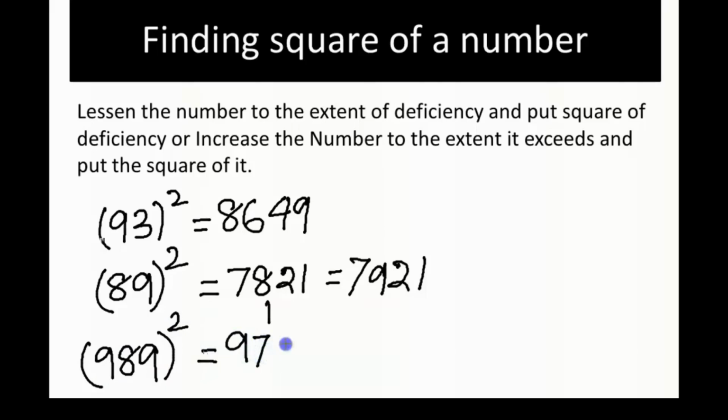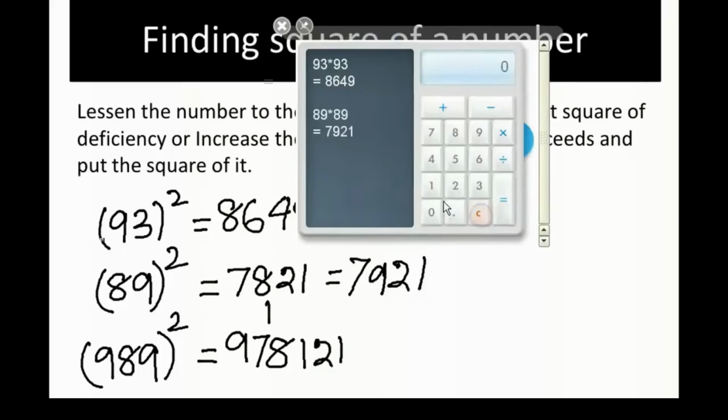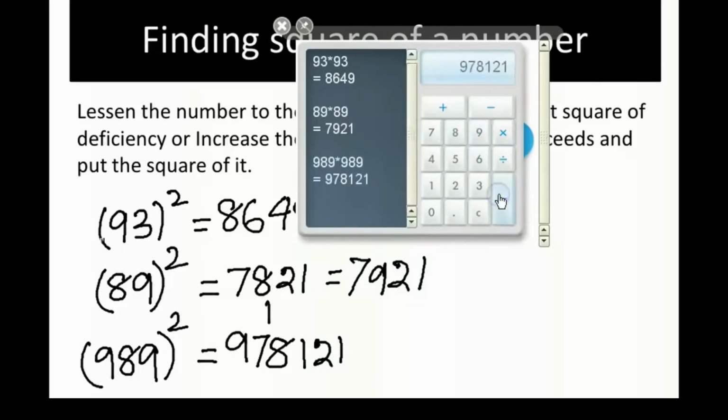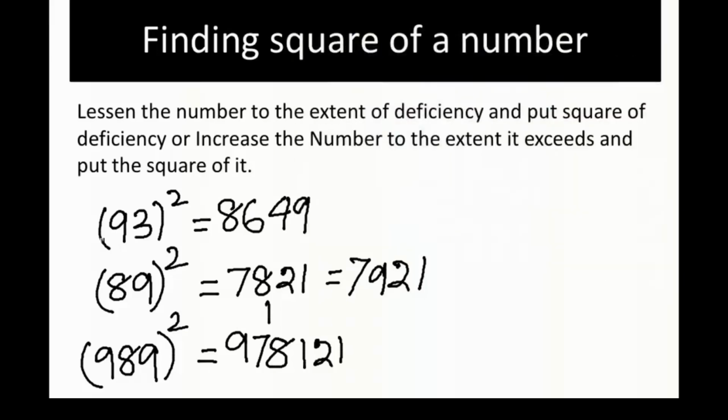Thank you for watching. So now we are going to see the technique to find the square of a number which is near to some numbers like 100, 1000, or 10,000. So the rule says like this: lessen the number to the extent of deficiency and put the square of the deficiency, or increase the number to the extent it exceeds and put the square of it. So taking the first thing, let's find out the square of a number, and we will see how it is applicable.